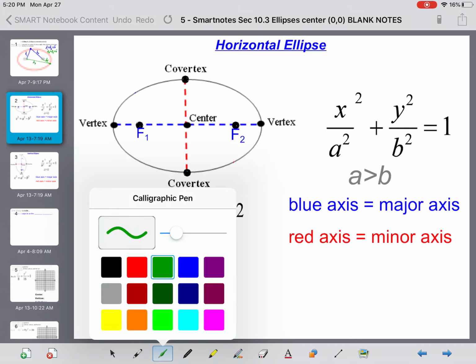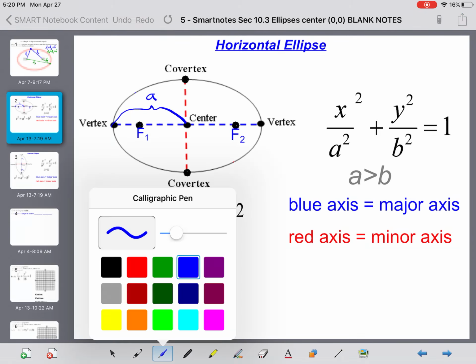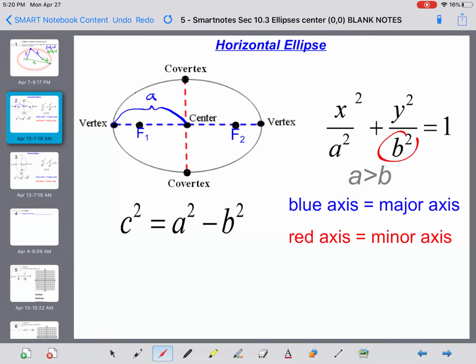Let's talk about the a value now. So the a value here is important because the a value takes you from the center to the vertex. That is the a value. Now that goes both ways, left and right. I'm not going to draw it right because it gets a little too crowded. The b value, that's right here in the equation, and remember, in the equation is b squared. We want the b and the a value. The b value takes you from the center up and down to what is called the covertex, or the covertices.